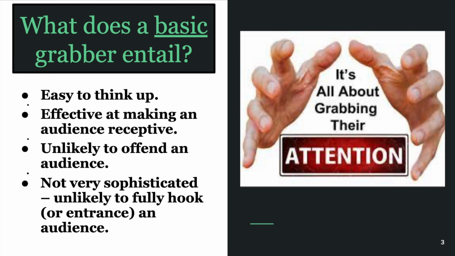If it's basic, you're basically not taking any risks of offending your audience. And a basic grabber, and this isn't an insult, it's just a fact, is not very sophisticated. It is unlikely to fully hook or give your audience an entrance to what you're going to be speaking about. It's a pretty risk-free, basic way to start your speech. And so now we're going to go into examples of what basic grabbers entail.